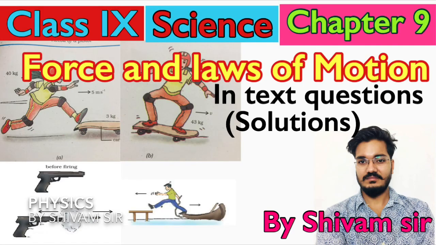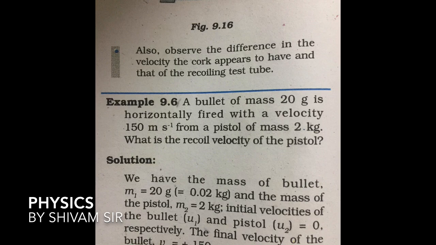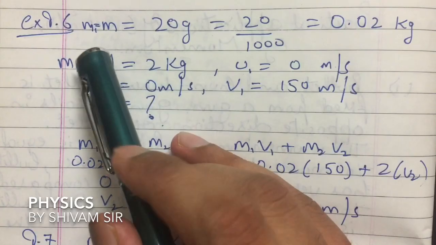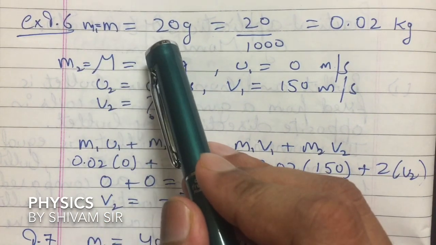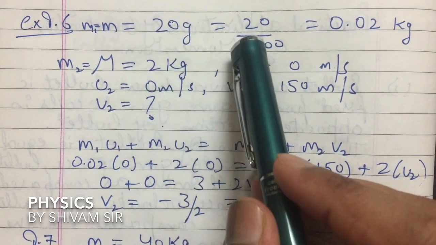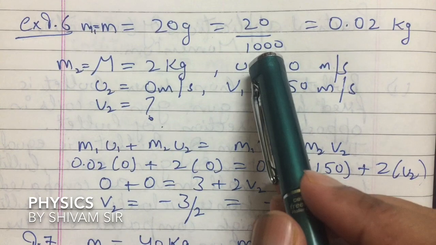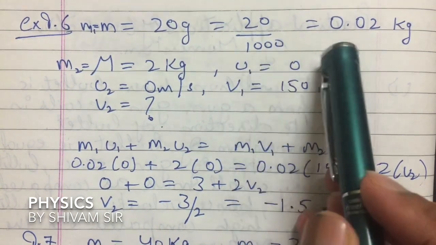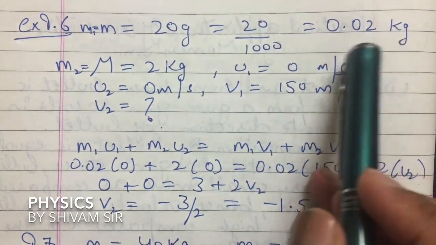So in this video we'll discuss the examples and in-text questions. Example 9.6 is a bullet of mass 20 gram. So mass of bullet m1 is equal to 20 gram. When it is converted into kg, this will be 20 upon 1000, because in 1 kg we have 1000 gram. So this will be 0.02 kg.